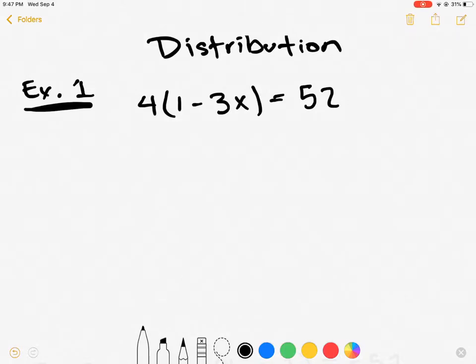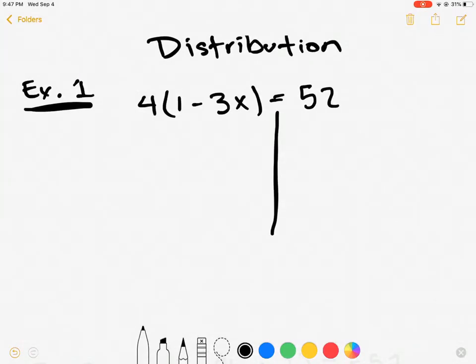All right, let's take a look at two problems that involve distribution. Example one, if we look at this equation, let's read what it's asking us to do in the first place. It tells you that you're going to take 4 times, in parentheses, 1 minus 3x, end parentheses, and that's going to be equal to 52 ultimately.